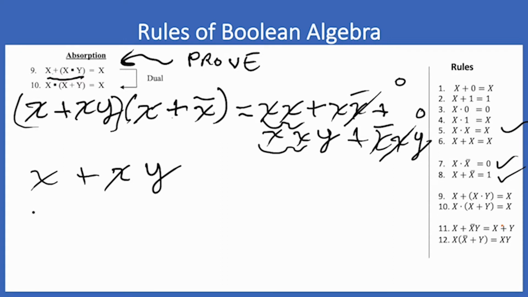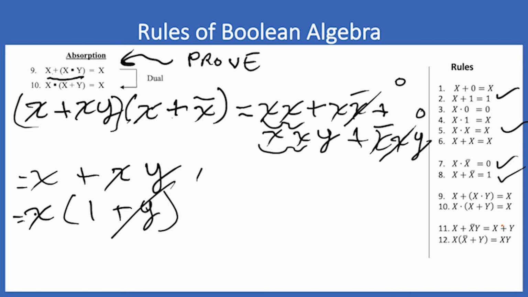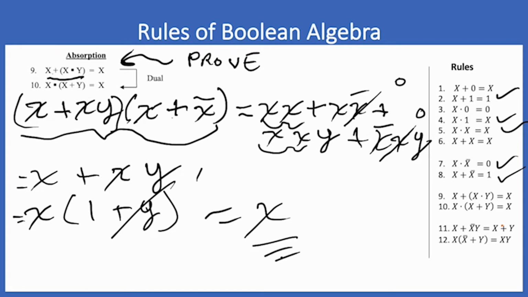Okay, let's factor out an x. And we get 1 plus y. Okay, what's 1 plus y? 1 plus any variable is just equal to 1. So this is 1. And what's x times any variable? x times 1 is just equal to x. So this is just equal to x. So with this manipulation right here, we're able to show that x plus x times y is equal to x. Okay?